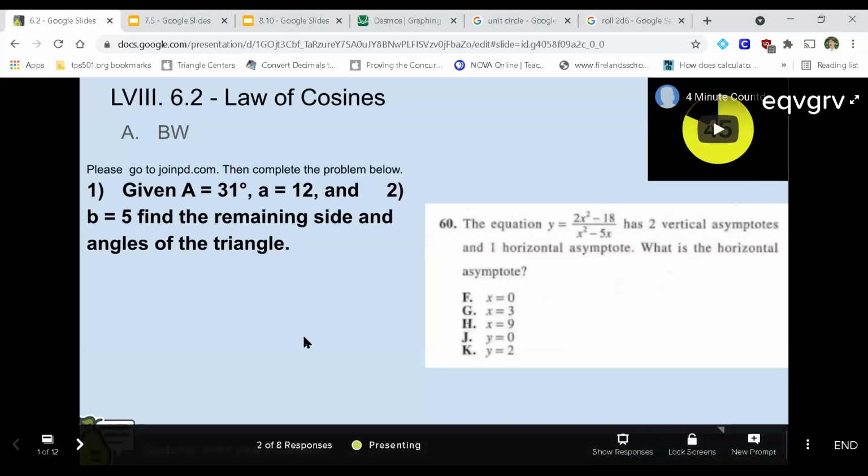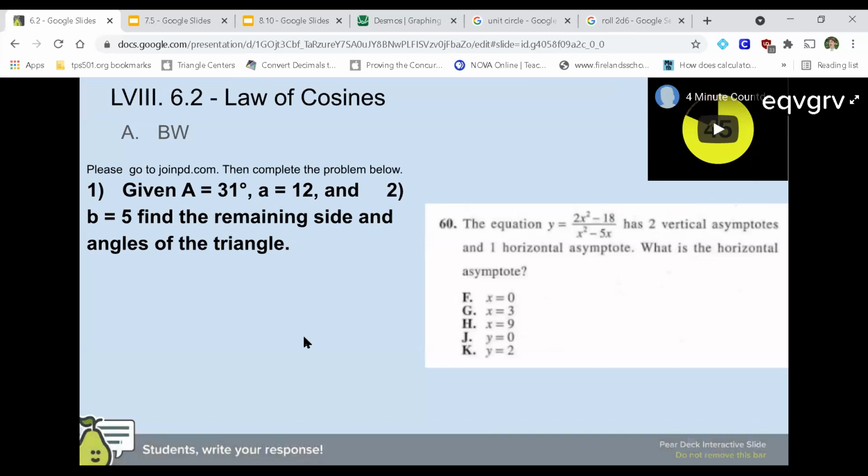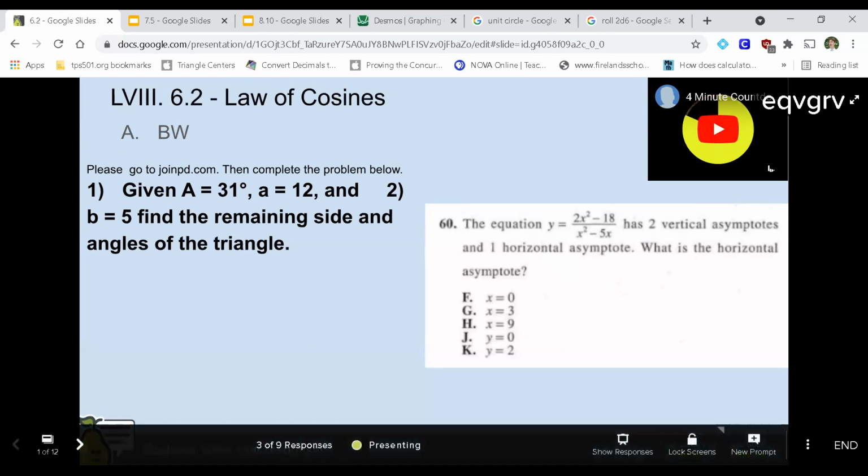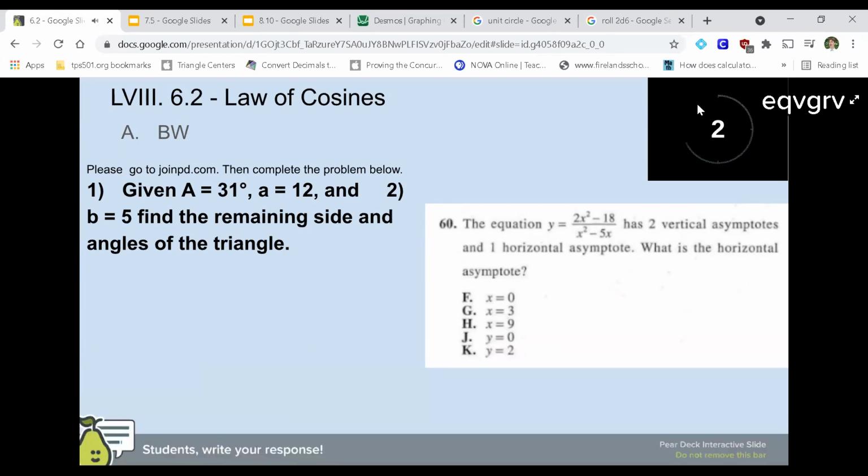For bell work, we got two problems. One, review from yesterday. And two, number 60 on the ACT. Supposedly the most missed question on that test on average. I'll give you 4 minutes. Try it on your own, and then we'll go over it.